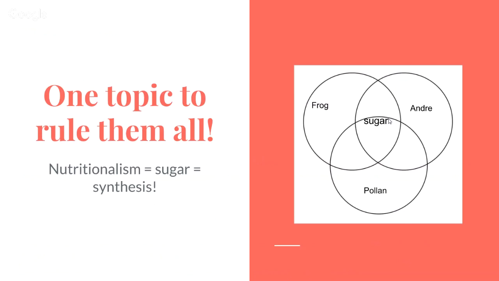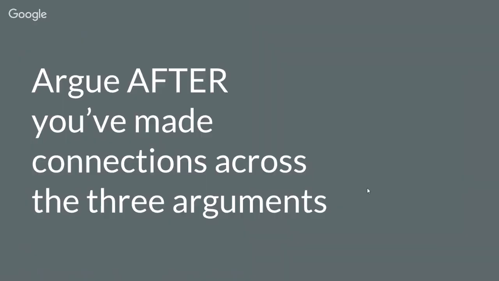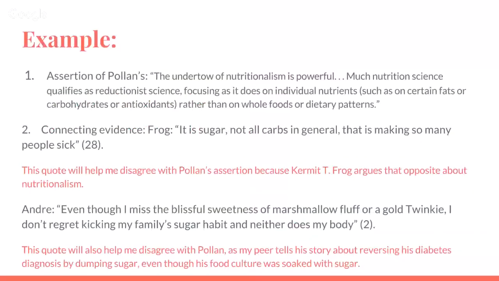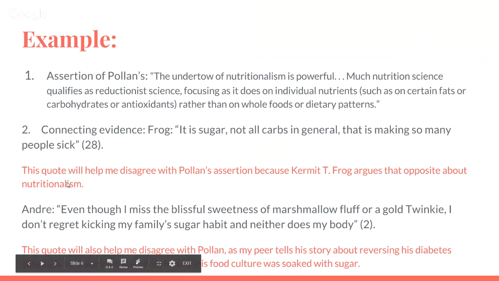One topic to rule them all, right? Nutritionism equals sugar equals. So just this little part of the circle. Lots of the other Pollan is not present. That's okay. Yep. So after you've made these connections, then you write your essay. You cannot write your essay as you're looking for these connections, or your essay won't make sense. So you don't have to do this. It's a good idea to do something like this, where you're pulling out really specific quotes that are clearly connected, but then you're being clear about how they're connected.